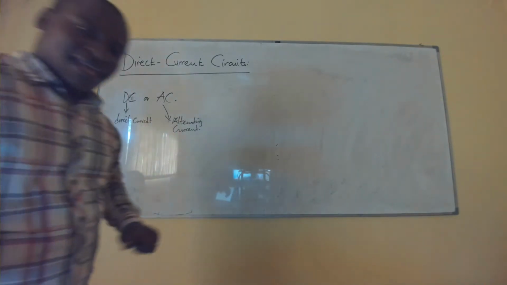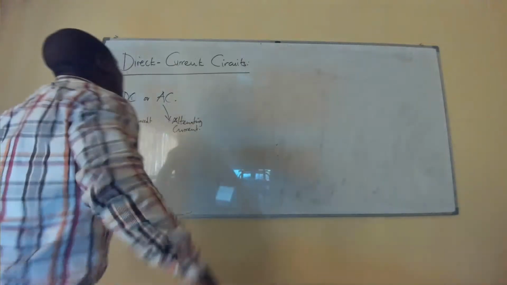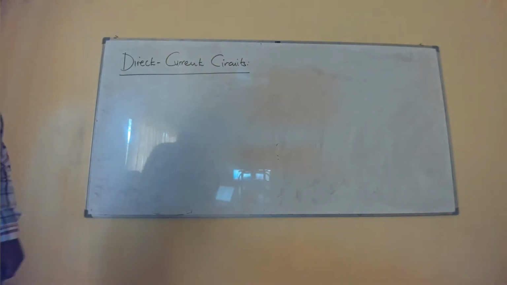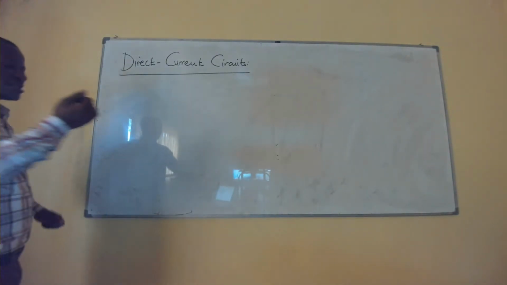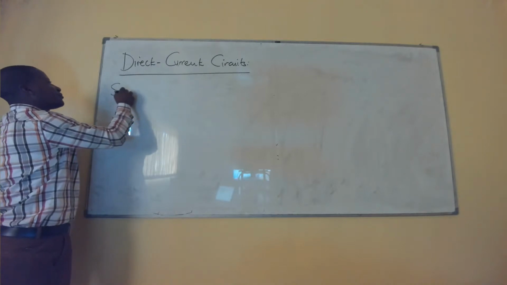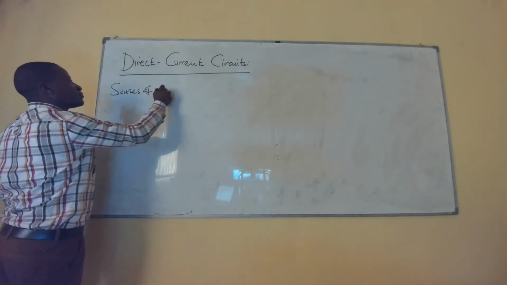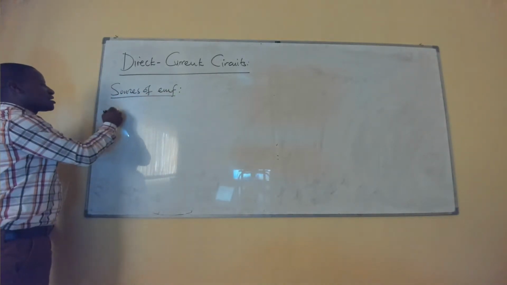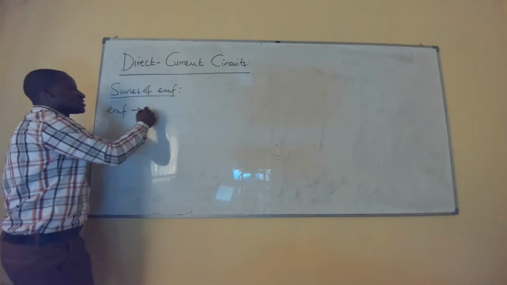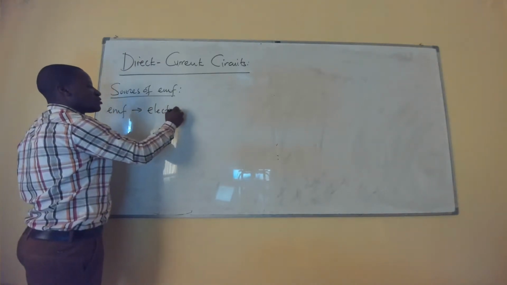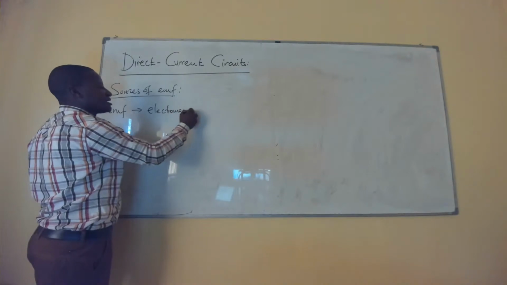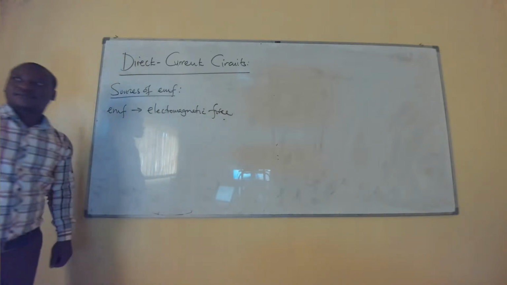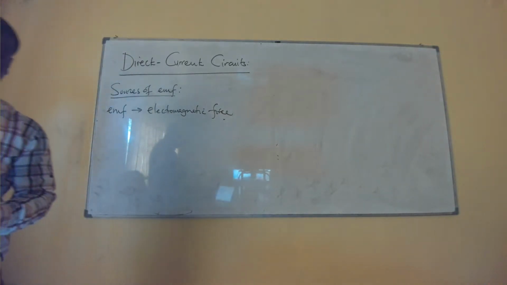Now, when we talk about direct current circuits, we are talking about a battery source, or the source of an EMF. That is the first thing that we are talking about. So first things first, let's look at sources of EMF. I'm sure you've seen this before. EMF is nothing but electromagnetic force. That is the meaning of EMF.